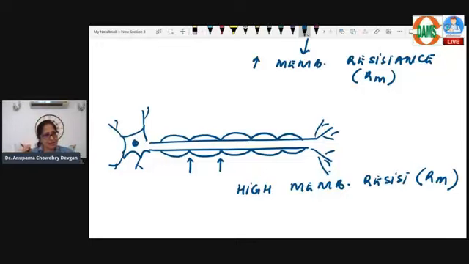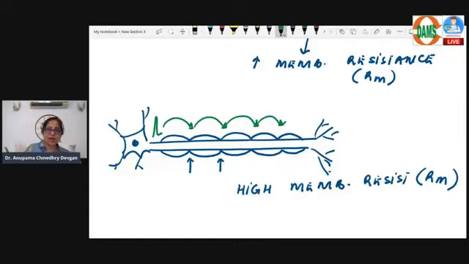And everything takes the path of least resistance, isn't it? We do the same thing. We always take the path where the resistance is less. And that's exactly what the action potential does. Action potential, which is generated at the initial segment, now jumps from one node to the other, from one area of low resistance to another area of low resistance.